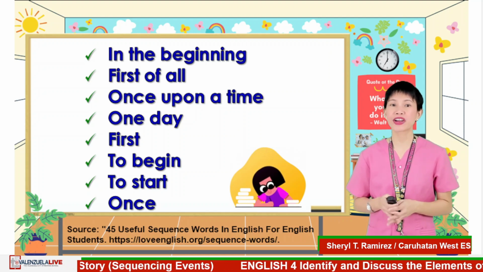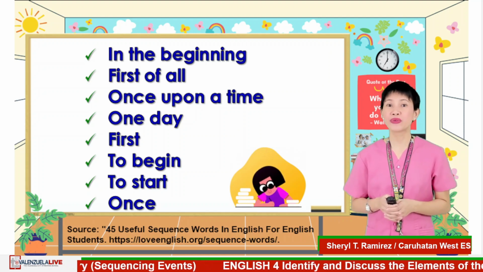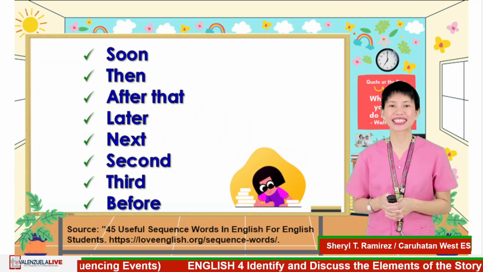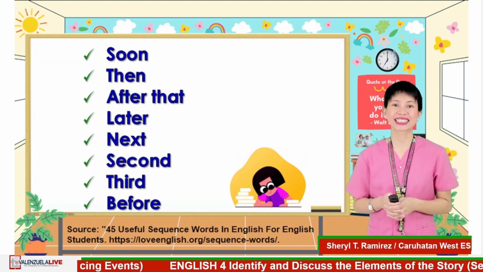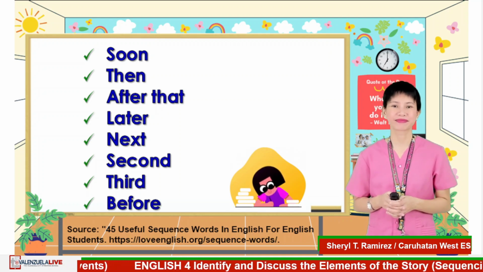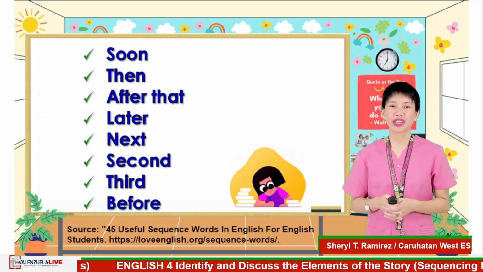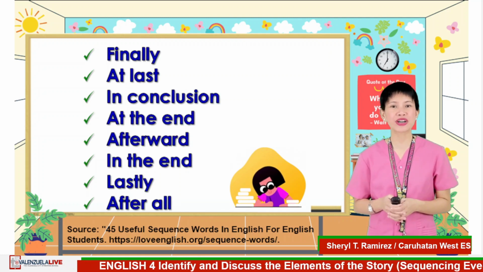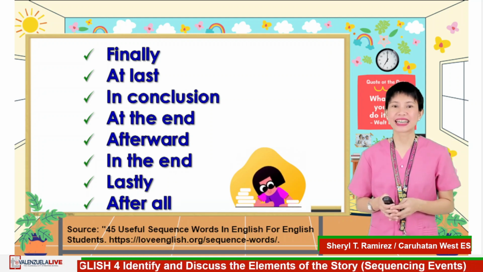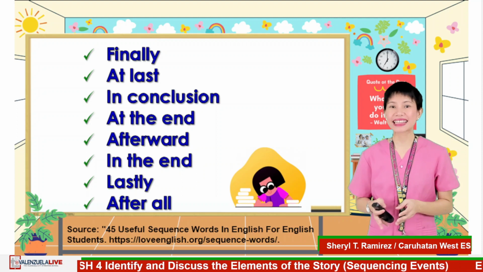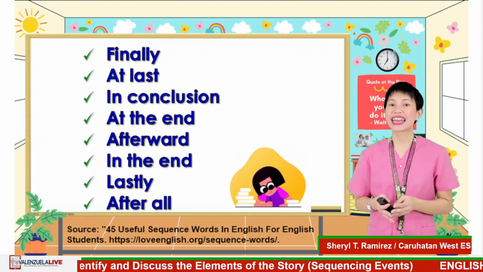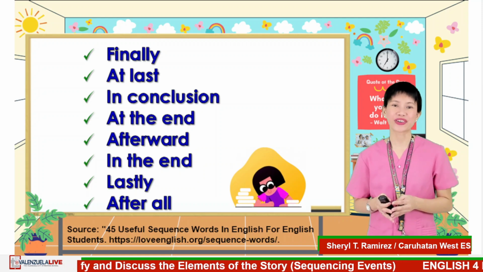For the middle part of the paragraph or story, you can use soon, then, after that, later, next, second, third, and before. For the ending, you can use the signal words such as finally, at last, in conclusion, at the end, afterward, in the end, lastly, after all.